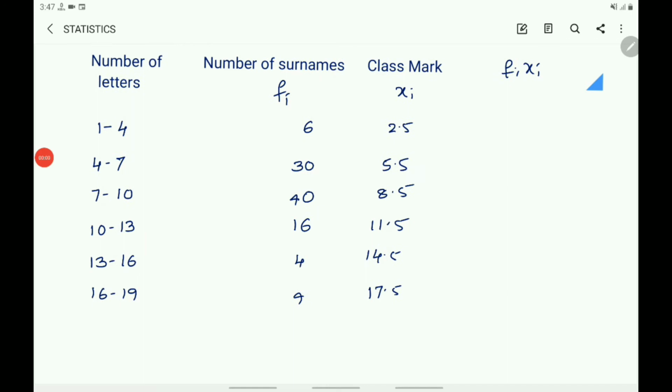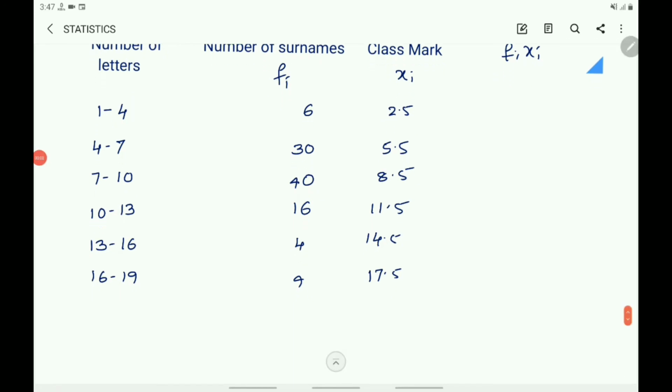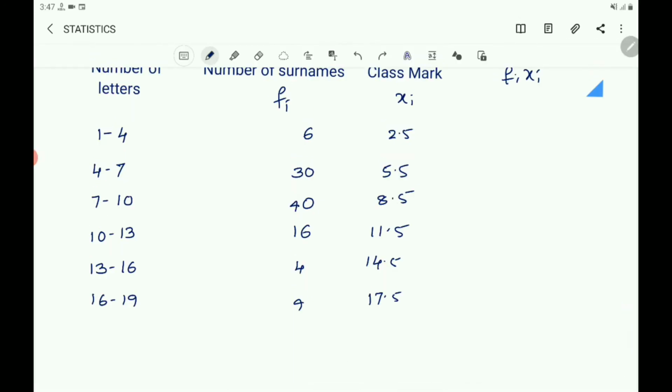Next you find fi xi. 6 into 2.5: 5 sixes are 30, 6 twos are 12 plus 3 is 15. You got 15.0. Then 30 into 5.5, that is 5 threes are 15, 15 plus 1 is 16, got 165. Next 40 into 8.5, 4 fives are 20, 4 eights are 32 plus 2 is 34, 340.0.